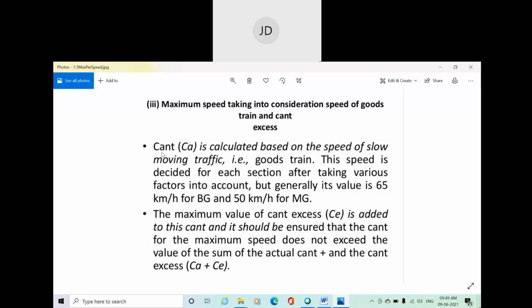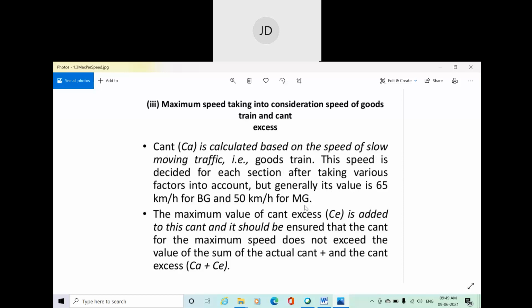That means first of all, this super elevation CA, which is actually provided on the track, is found out by considering the speed of the slowest moving traffic. That means like goods trains, they move very slow. So you are providing a very small amount of cant for that. This speed is decided for each section after taking various factors into account, but generally the value is 65 km per hour for broad gauge and 50 km per hour for meter gauge.